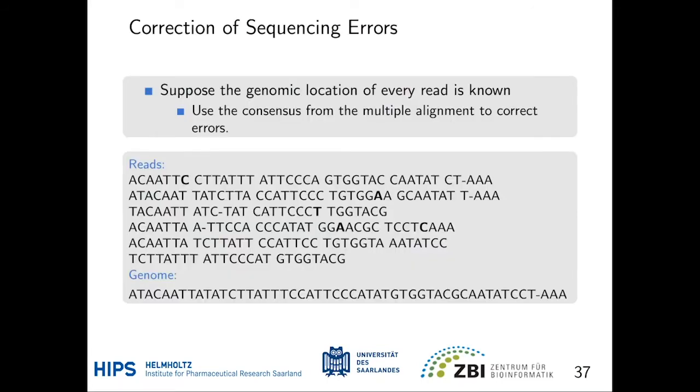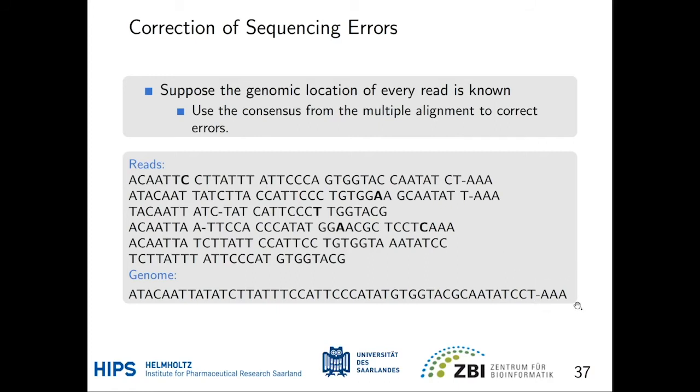Suppose that we know the genomic location for every read, and every position in our genome is covered by multiple reads. Then we can use consensus from the multiple alignment of these reads to correct the errors. For example, here we have these many reads coming from this genome, and for each read there is a unique location in the genome where it comes from.